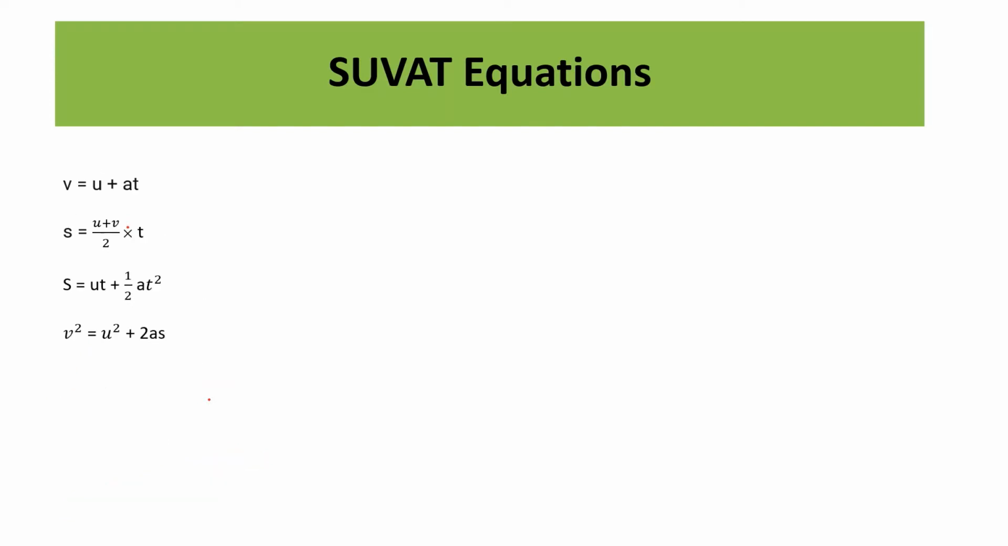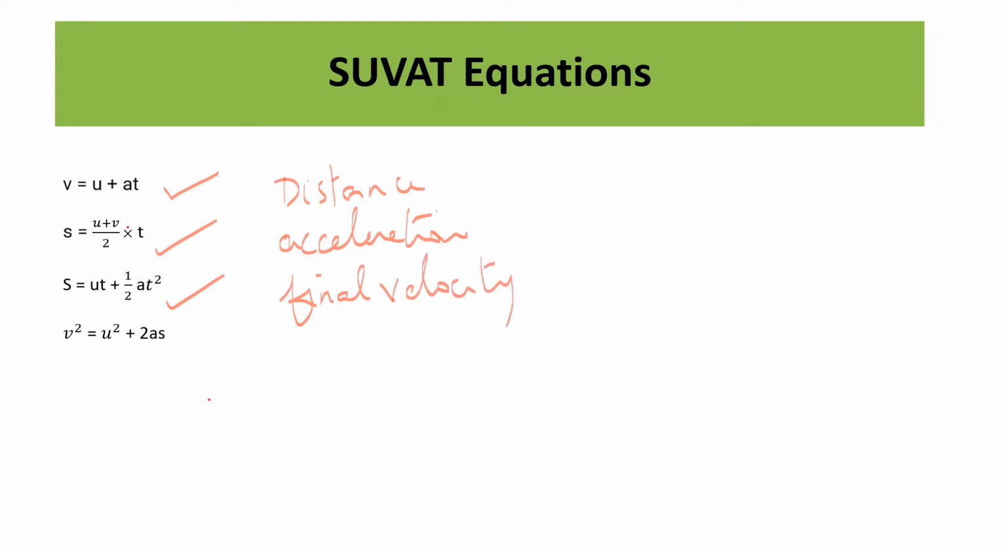We have learned the SUVAT equations. The first one is v is equal to u plus at. The quantity that is not used here is distance. The second, s is equal to (u plus v) by 2 into t. The quantity which is not used is acceleration. In the third, s is equal to ut plus half at squared, the quantity which is not used is final velocity. In the equation v squared is equal to u squared plus 2as, we have not used the quantity time.